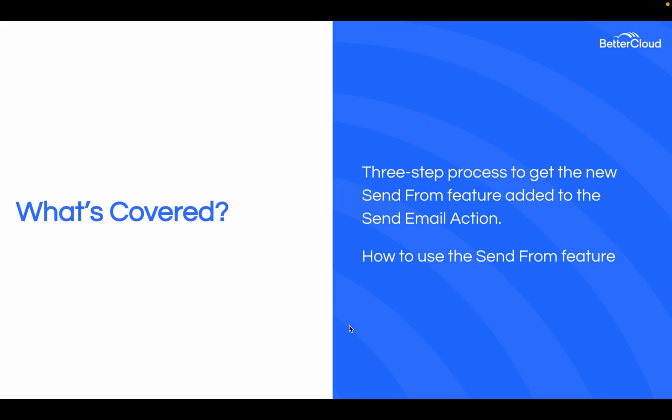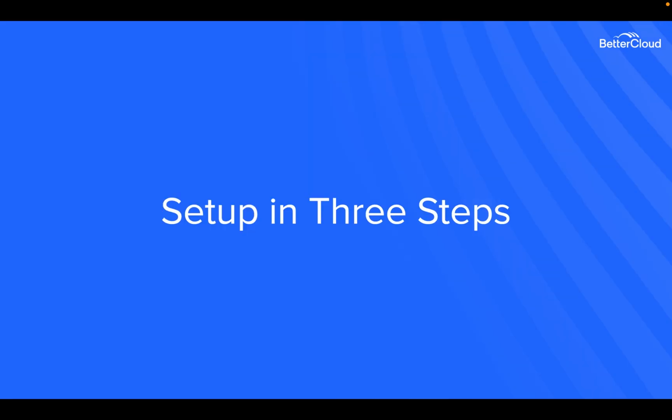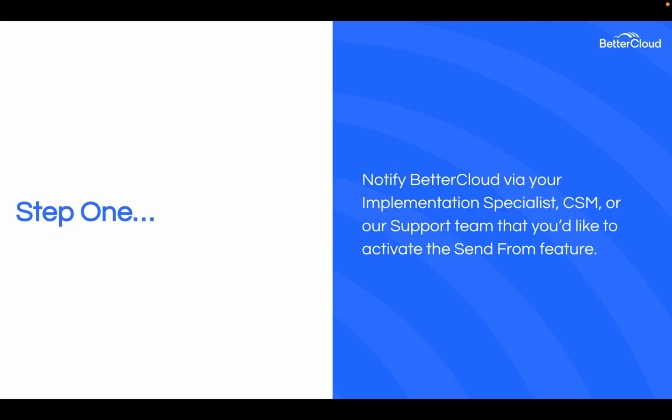So there's a couple things that we're going to walk through in this enablement material. There's a 3-step process to get this feature activated for you, and then I'll walk you through how to use the feature itself. So let's start with that setup process, and it's done again in 3 steps.